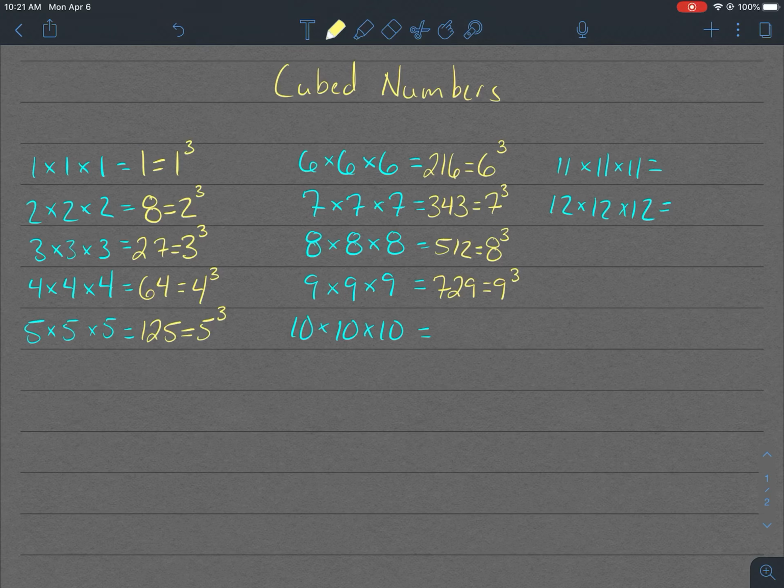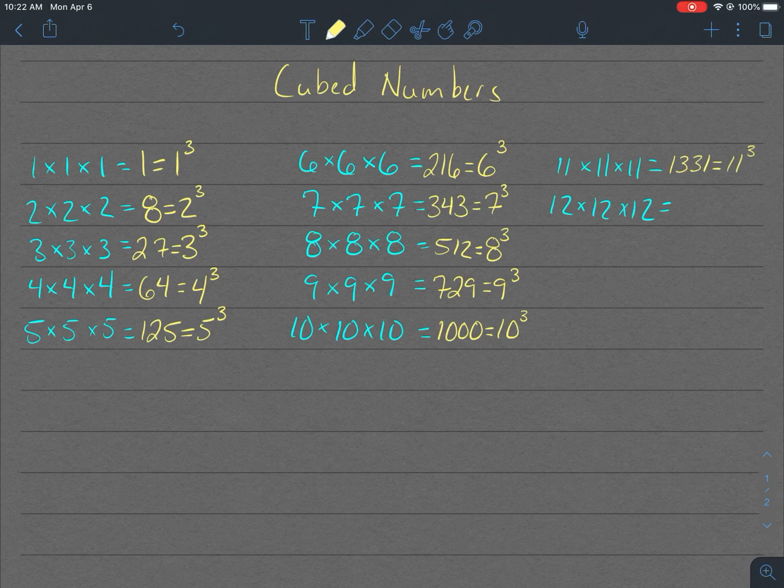Now the easy one, 10 times 10 times 10. Well, that's 1,000, which is equal to, hopefully you guys remember this from scientific notation, 10 to the third power. Okay, moving along, 11 times 11 times 11. Well, 11 times 11 is 121. You multiply that by 11 again, you're going to get 1,331, which is equal to 11 cubed.